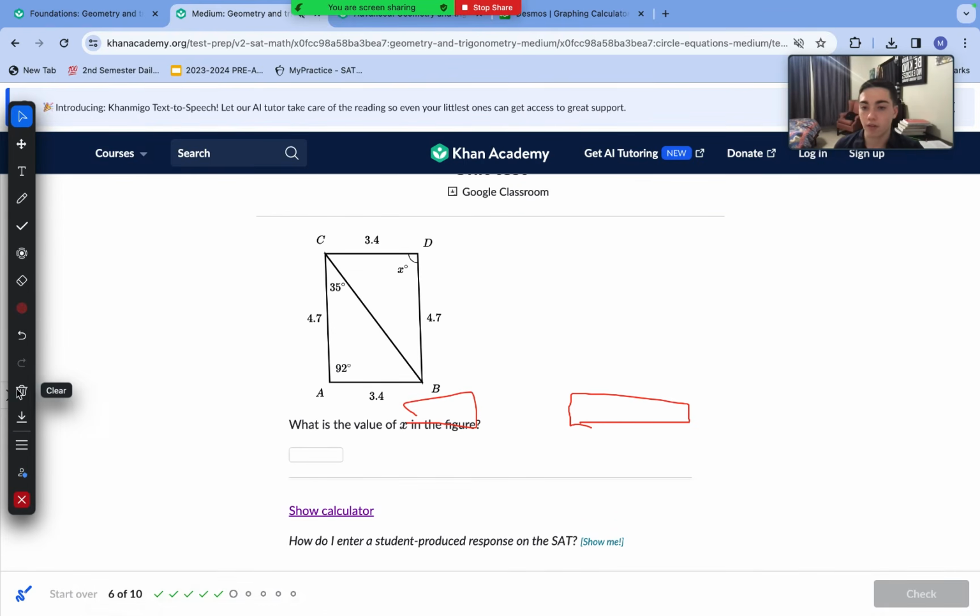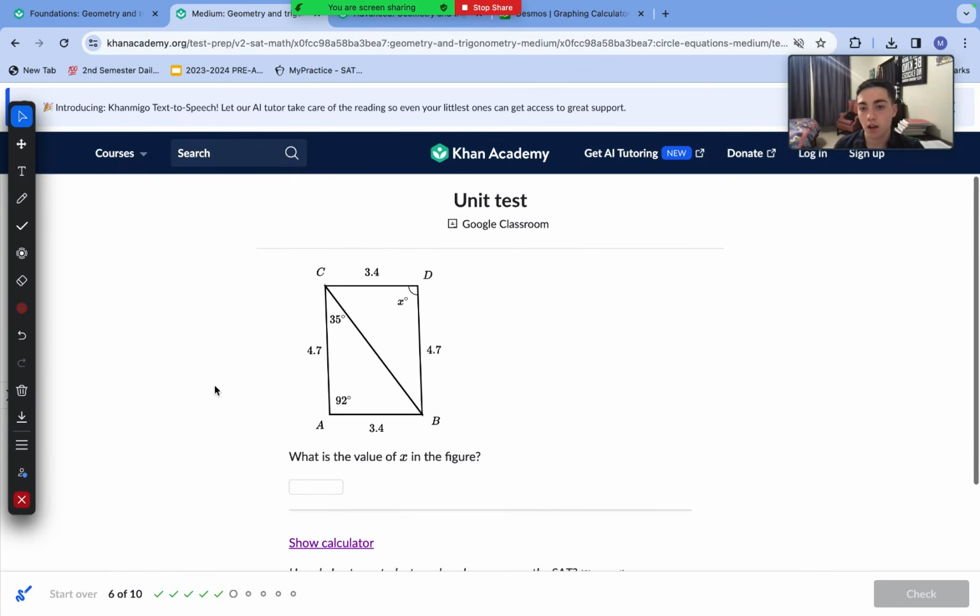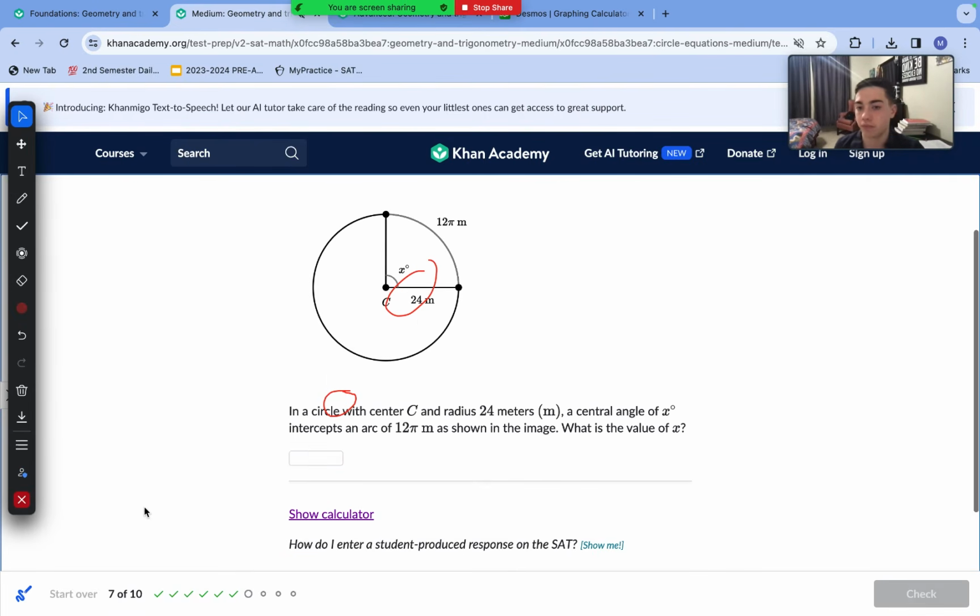What is the value of x in this figure? Okay, so here we are given some similar triangles, and we might notice that in similar triangles, corresponding angles are equal. Angle CAB is corresponding to angle CDB, so that means that these two angles are equal. So the value of x is just 92.